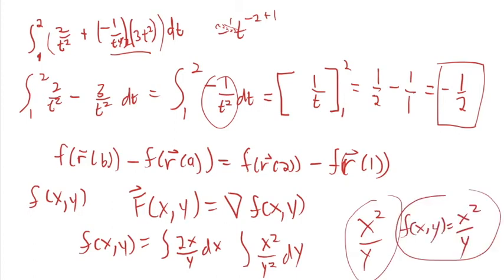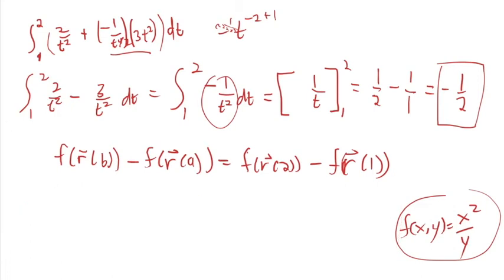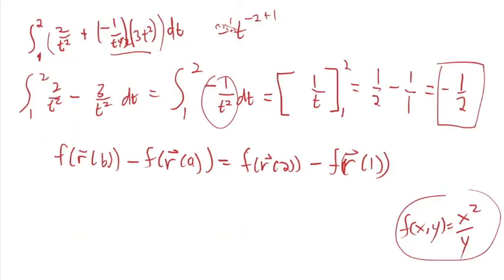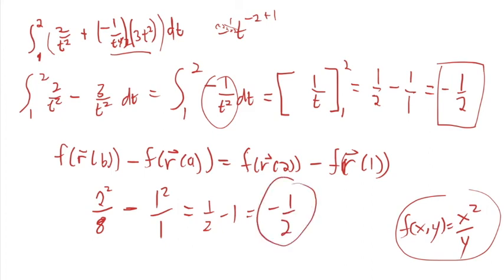So now let's verify this theorem. To verify this theorem, we're going to plug in f of r of 2, which we know is going to be 2, 2 cubed. So we're going to plug in 2 for x and 2 cubed, which is 8, in for y. And that's going to be minus the same thing, but we're going to use 1 this time. It's going to be 1 squared over 1 cubed, which is 1. So this comes out to be 1/2 minus 1, which comes out to be negative 1/2. So that verifies the previous statement.